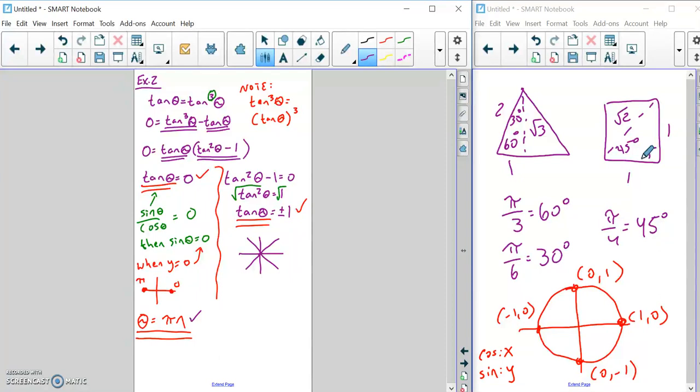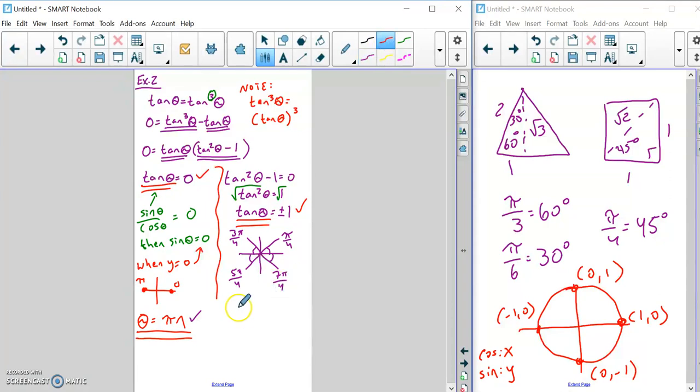So if I start thinking about what this reference angle is, it's pi over 4. So I need this to be pi over 4, pi over 4, pi over 4, and pi over 4. And if I'm going around and thinking about that, that gives me pi over 4 in the first quadrant, 3 pi over 4 in the second quadrant, 5 pi over 4 in the third quadrant, and 7 pi over 4 in the fourth quadrant.